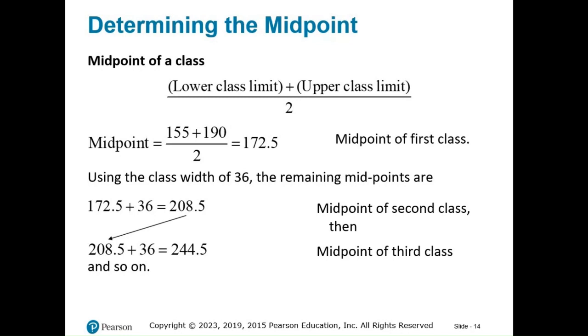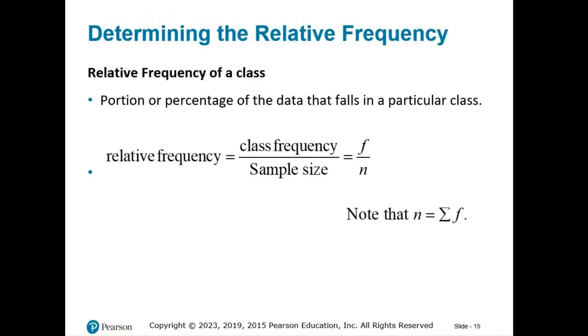The next feature that is useful is the relative frequency of each class. The relative frequency is the portion or percentage of the data that falls in a particular class. It is found by dividing the class frequency by the sample size. It is at this point that I want you to start paying attention to notation.